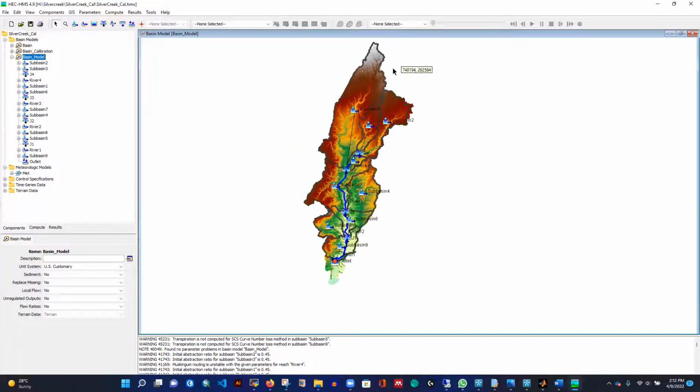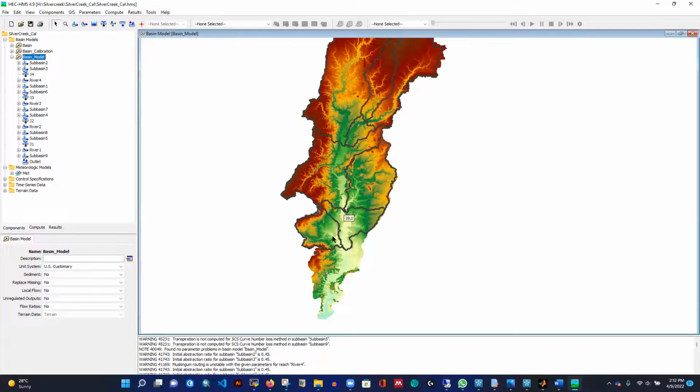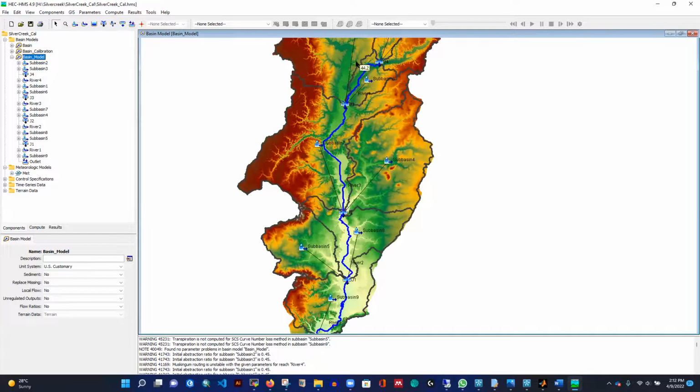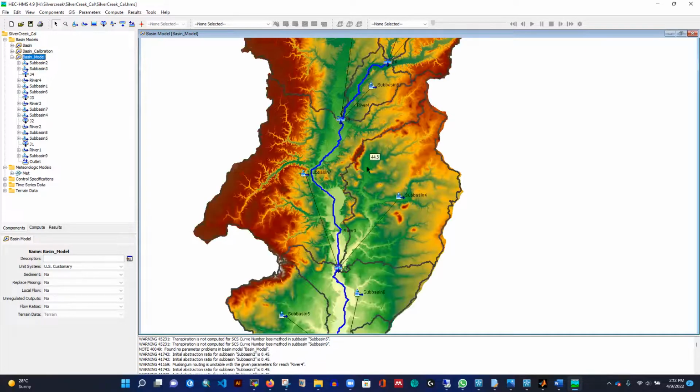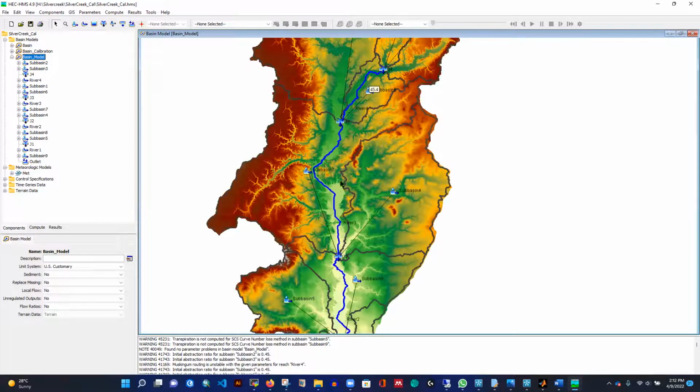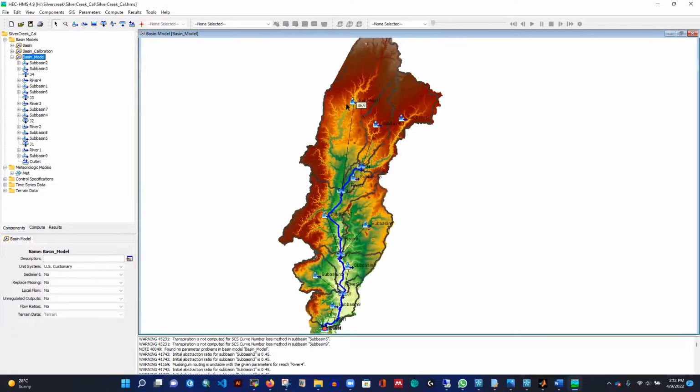Okay, so here I'll calibrate the model for all these sub-basins and the reaches I have. I have only 4 reaches, the rivers that are connecting these 3 sub-basins located upstream of this watershed. So let me explore what I have here.